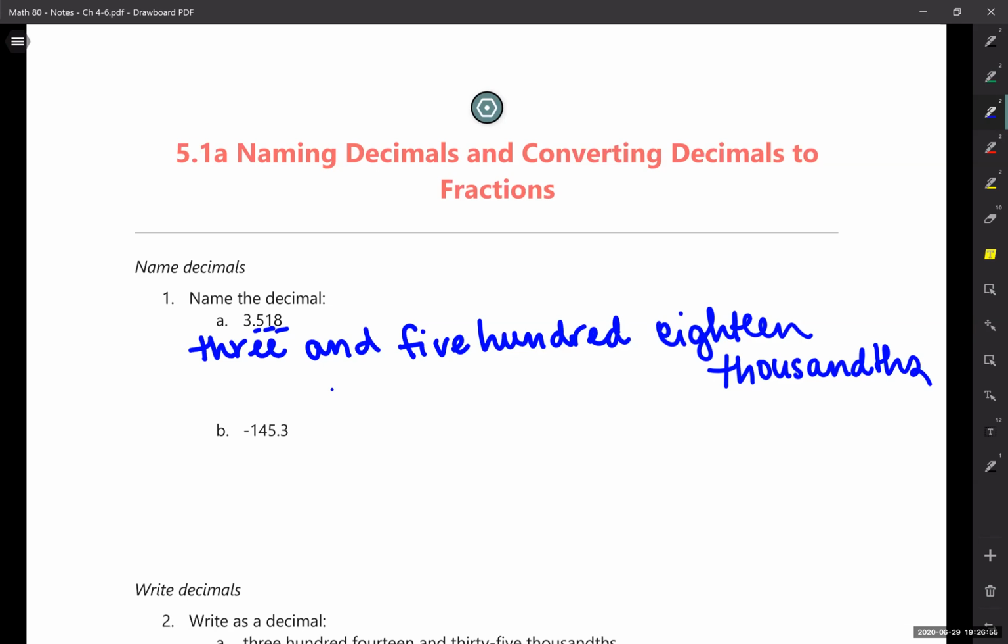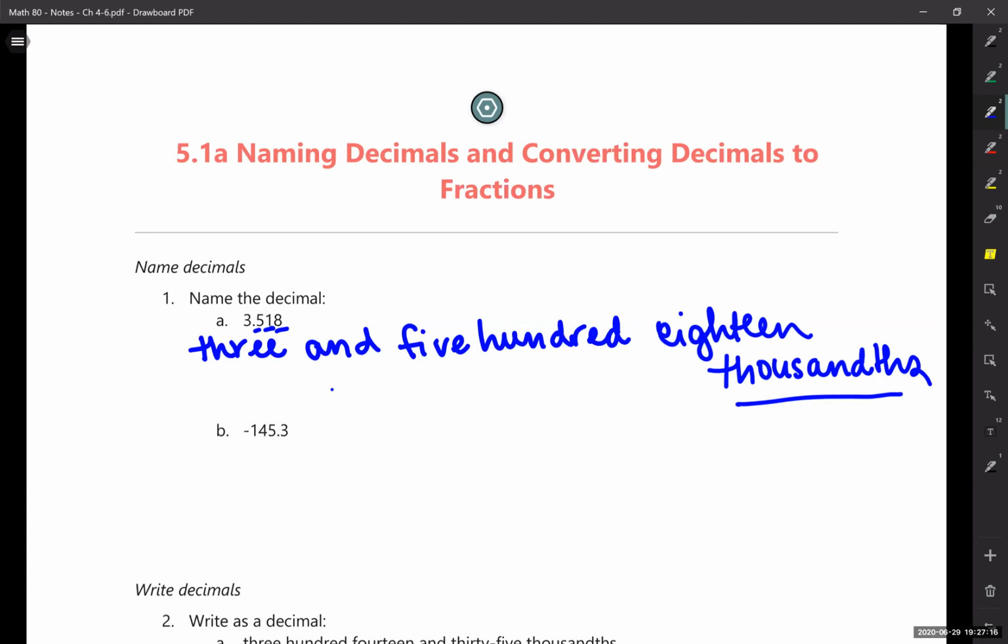Three and 518 thousandths. So the number before the decimal, you write like normal. The number after the decimal, you write like normal. The only extra thing you're gonna have to worry about is where does that number after the decimal end, and that's gonna be the last word, in this case, thousandths.